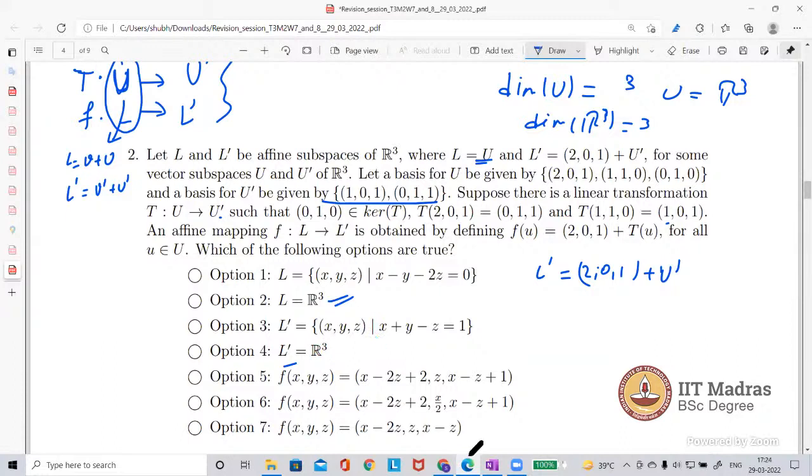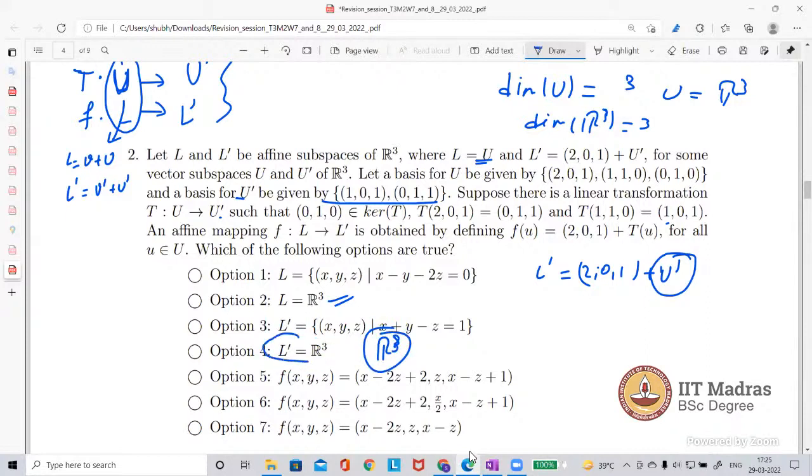R3 says, and the corresponding subspace of R3, see, L prime is R3 and the dimension of R3 is 3. Sorry, I mixed up. Let me take one minute. U prime is the subspace. Correct. And if you try to find U prime from here, it says R3 itself. Oh, sir, the dimension is 2.